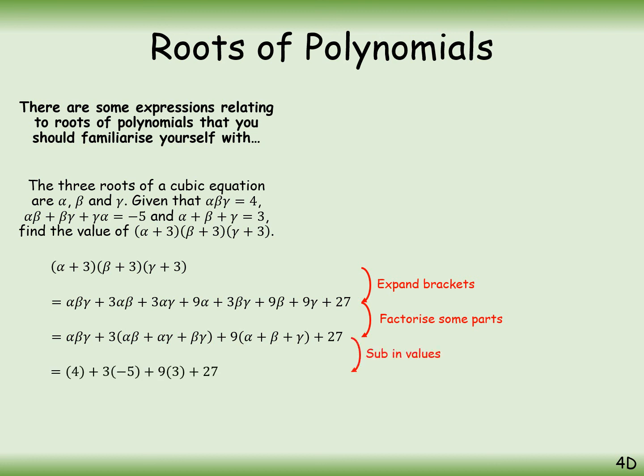And if we simply substitute the values, we know the product of all three is equal to 4, the sum of the doubles is minus 5, and the sum of the singles is 3. If you just substitute that in and do the calculation, we get 43.